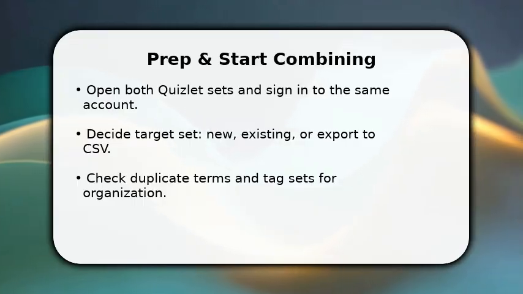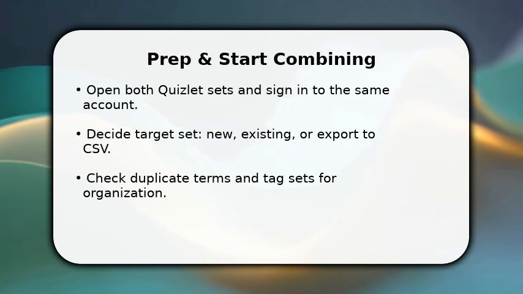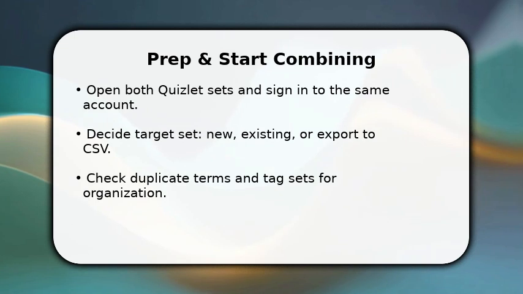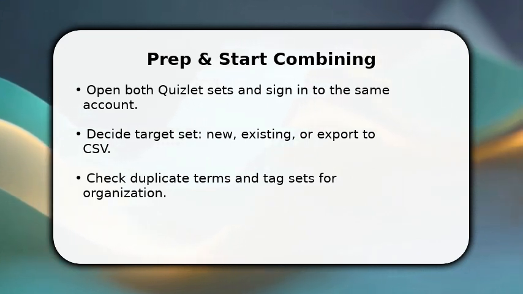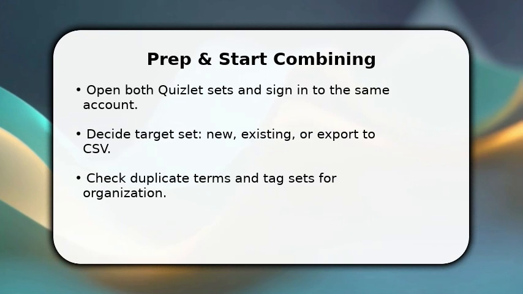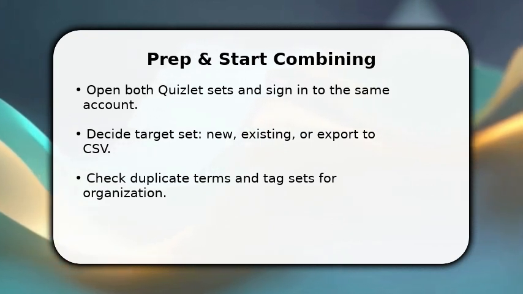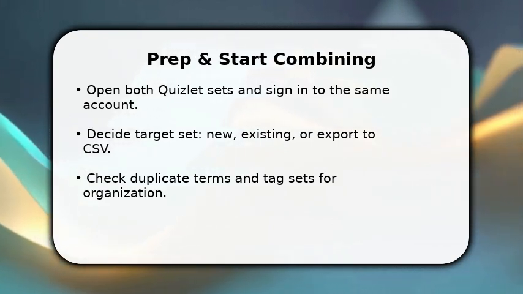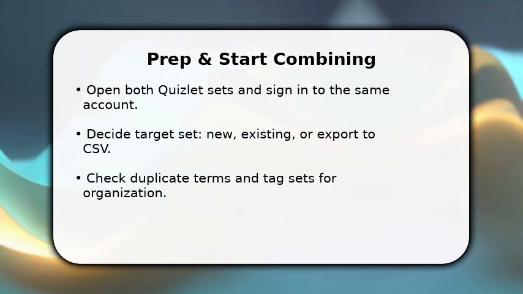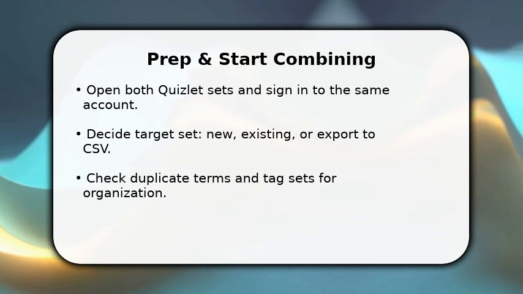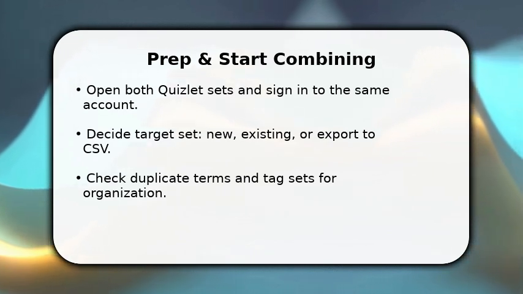You begin by confirming account access and opening the two Quizlet sets you want to merge. Once done, choose whether you'll create a new combined set or add cards into an existing one. This affects later steps. Make sure to scan for obvious duplicates and tag each source set so you can track provenance. If you plan to export, prepare to download as CSV. Otherwise, stay in the web app. These actions reduce errors and save time when you start copying or importing content.